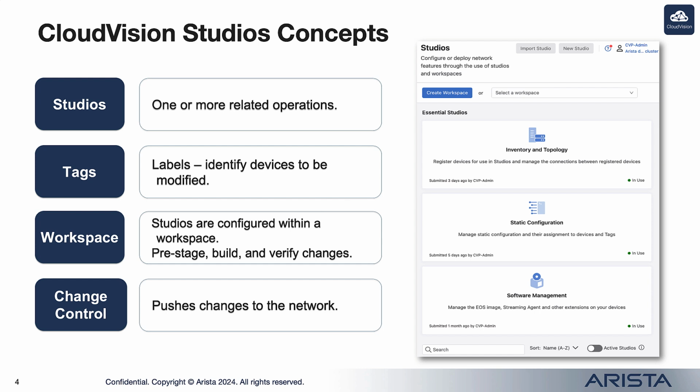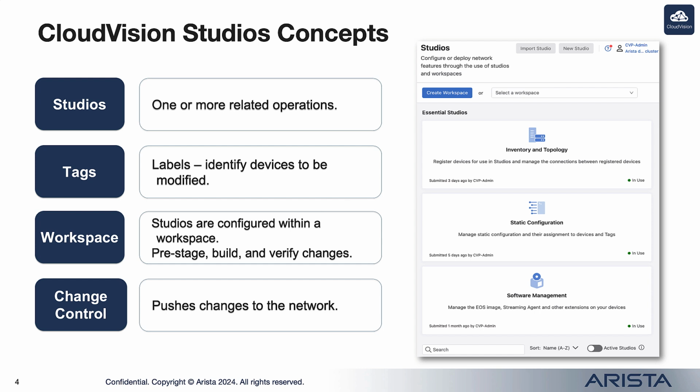There are some basic concepts administrators should understand when using Studios. First, each studio represents an operation or a set of related operations. Tags are simply labels for devices with a common attribute, like a location. A studio uses tags to specify which devices should be modified.